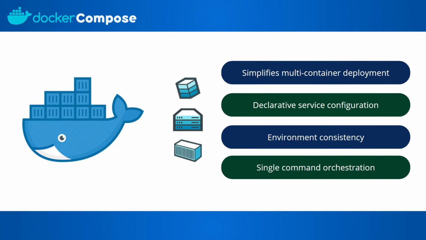There are several compelling reasons to use Docker Compose. First, it dramatically simplifies multi-container deployment. Instead of juggling multiple commands and configuration, everything is neatly organized in one place. Second, it uses declarative service configuration, meaning you describe the desired state of your application rather than the steps to get there. Third, it ensures environment consistency. Your application will run the same way on every machine that has Docker installed. And finally, it provides a single command orchestration. With just one command, you can spin up your entire application stack.